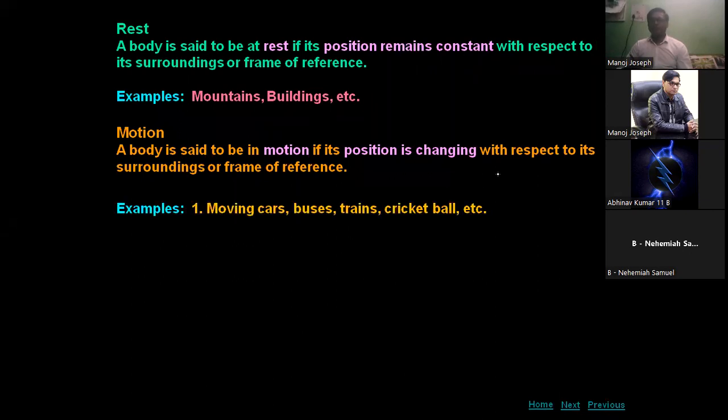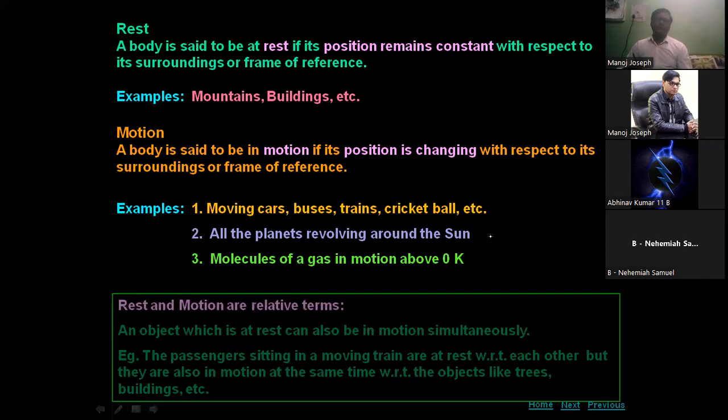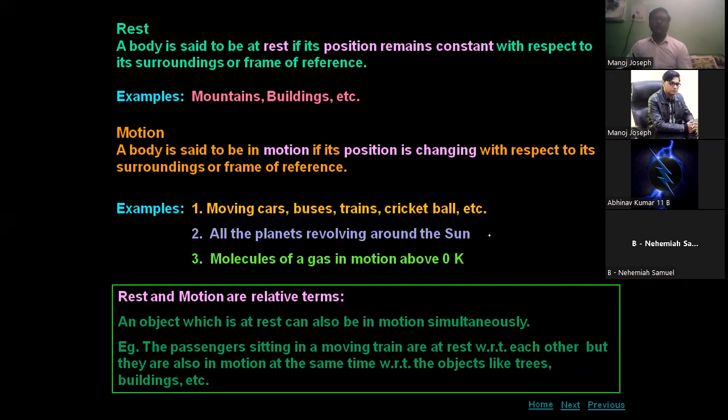That is called motion. The moving cars, buses, there are many more examples we can use to describe the moving body or the motion. So all the planets revolving around the sun are in motion. Molecules of a gas are in motion above 0 Kelvin. When the gas is at a temperature above 0 Kelvin, all the molecules of the gas in the container will be in motion. So rest and motion are relative terms. It is very, very important with respect to the exam.